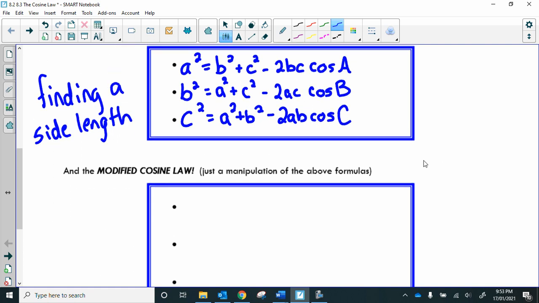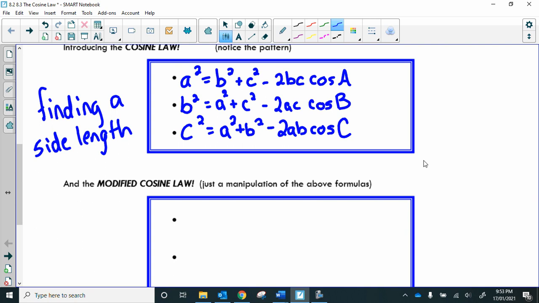We can also rearrange this. If I wanted to rearrange this top formula, I'm going to rearrange so that I have cos A all by itself, because anytime we're finding an angle, we would want that all by itself. We're going to take a squared and move the b squared and c squared over, so we're going to have to subtract those. Because it's plus on the right, when you move it to the left, it's going to be minus.